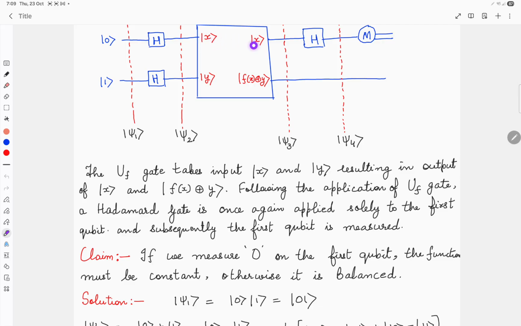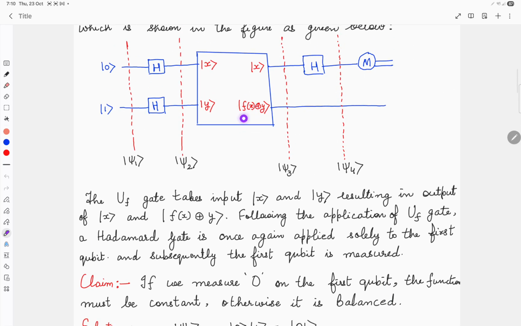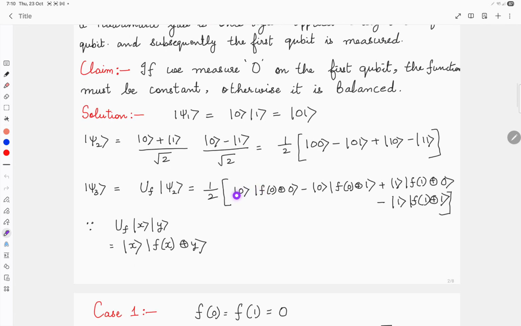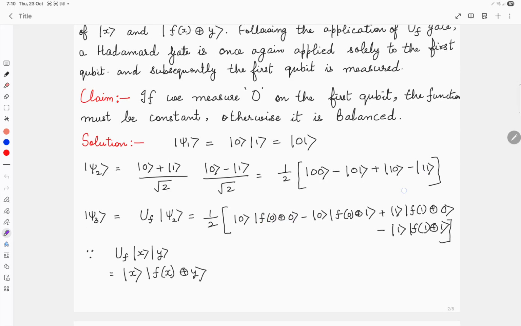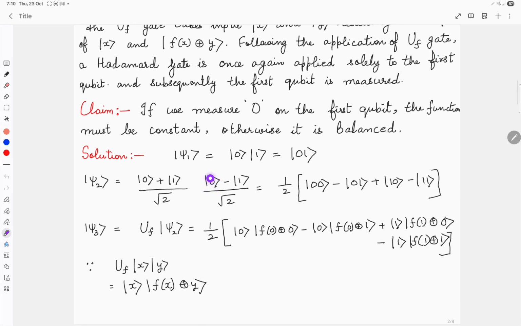For ket x, we are getting ket x as it is, so this first qubit will come as it is here. For the second qubit, if you look at the quantum oracle, it is f(x) plus y. So what is our x? X is 0, so f(x) will be f(0) plus y. So our first qubit is 0. That means f(x) plus 0 will be our second qubit.